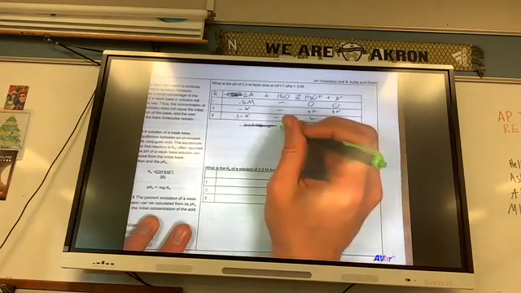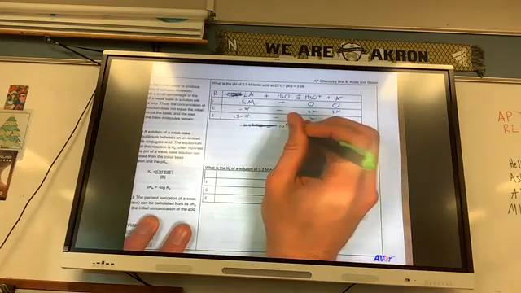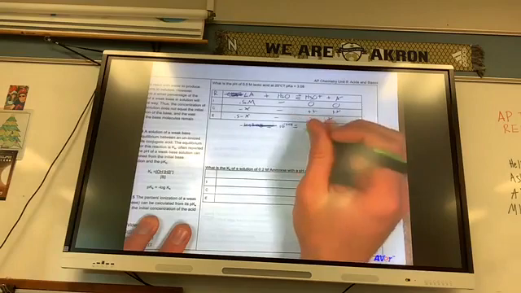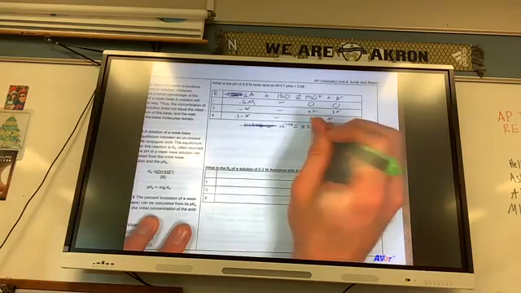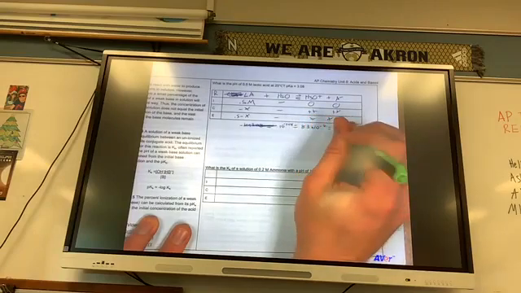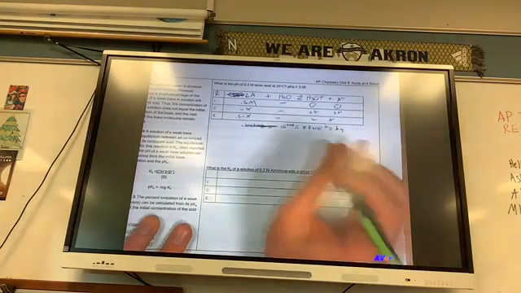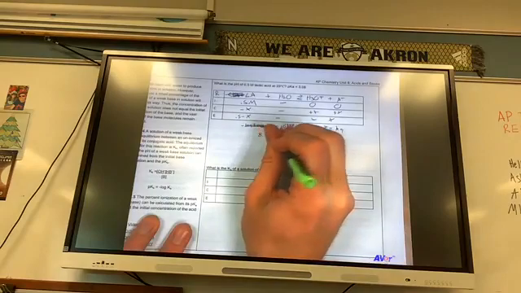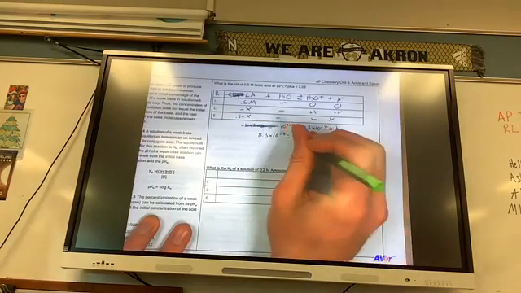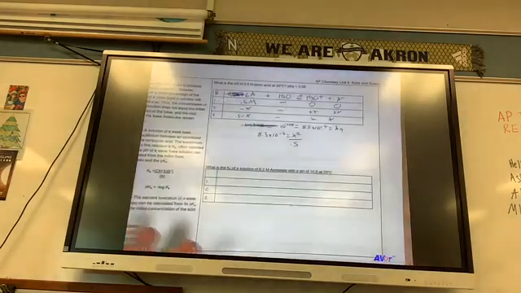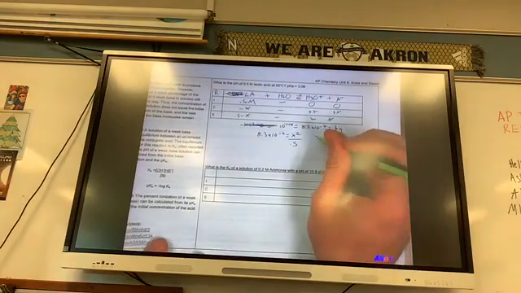Oh, this has to be 10 to the negative 3.08, right? Yeah. Oh, yeah, I did that right. Ka is small, yes? Yes. So 8.3 times 10 to the negative fourth equals x squared over 0.5, right? Solve for x.